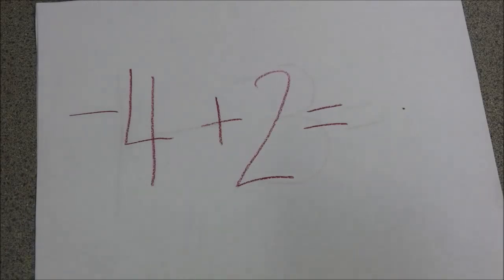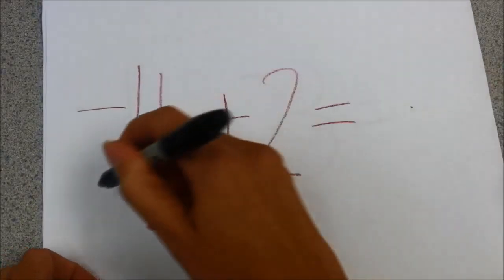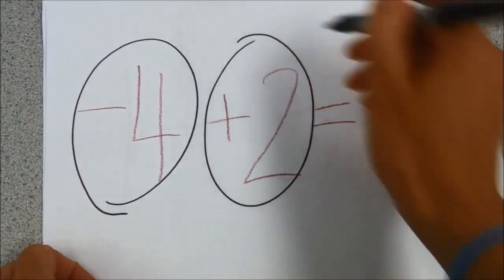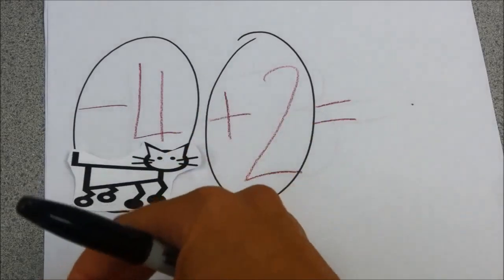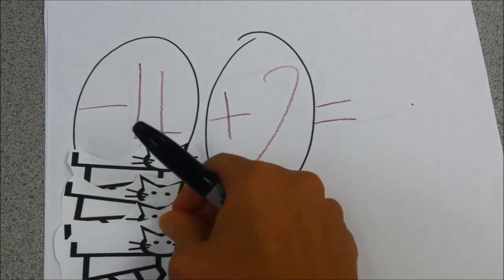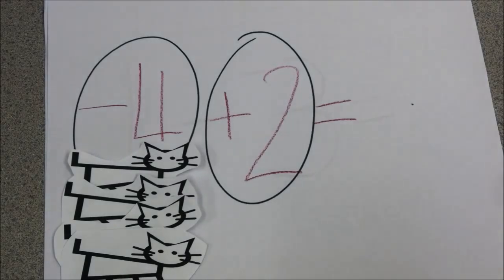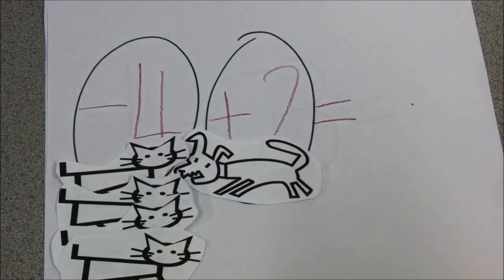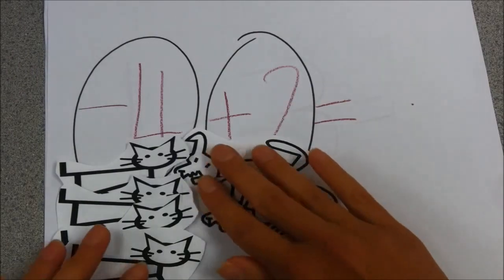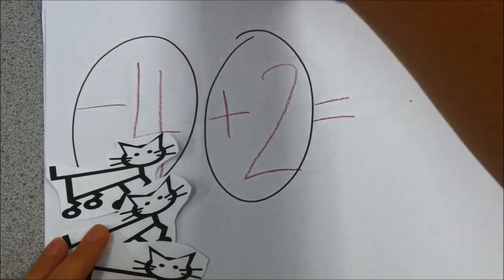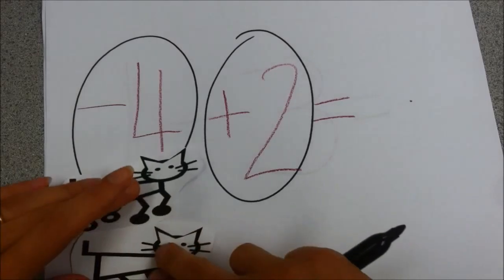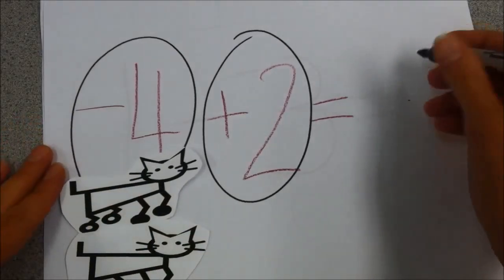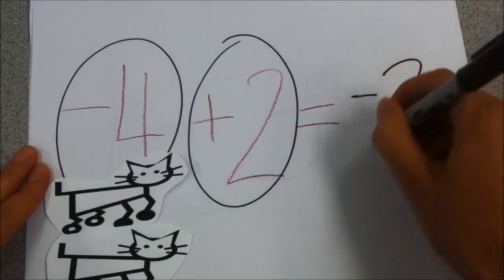In this scenario, we have a -4 plus 2. Again, I'm just going to circle the sign that goes with the number. Okay, so we have 4 cats and 2 dogs. Again, 2 dogs will chase off 2 cats. And we're left with 2 cats. A -2 is our answer.